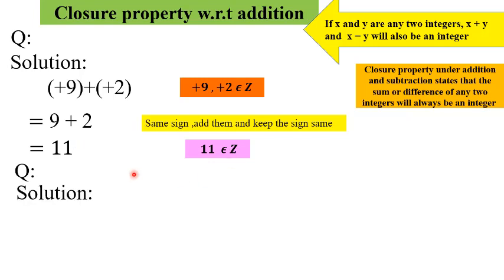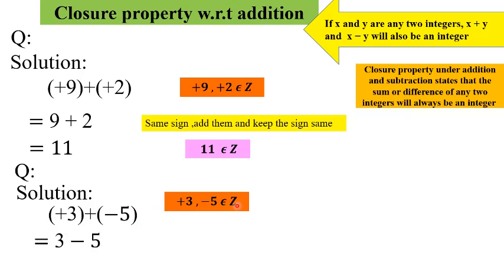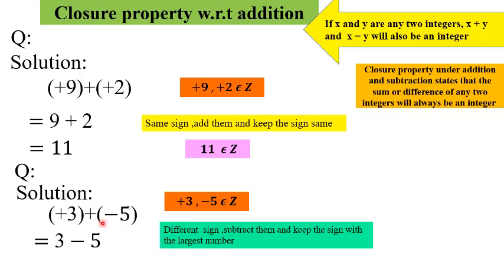Let's take another example. In the next example, we will take again two integers, one with plus and one with minus sign. So here you may see that 3 and minus 5, both of these two belong to Z, that is set of integers. Now when we add both of these two, we know that plus and minus sign, when they multiply, become minus. So now 3 and minus 5, both of these two are with different sign. 3 is with plus sign, 5 is with minus sign.